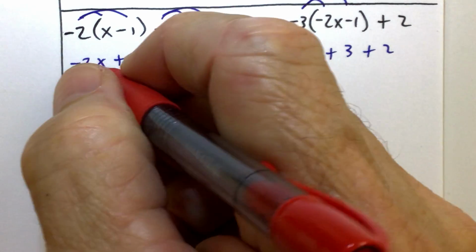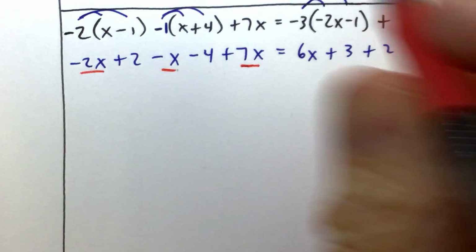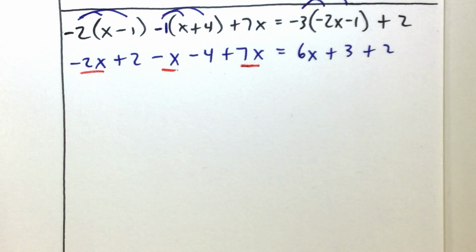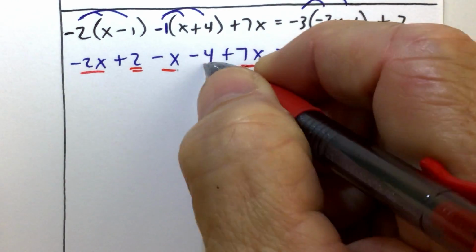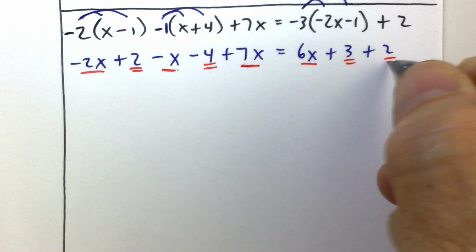Now, on the left side of the equal sign, I'm going to underline the x terms, the variable terms. I'm going to underline them once, and I'll underline the number terms twice. And I'll do the same thing on the right side. So 6x, and then we have a 3 and a 2.